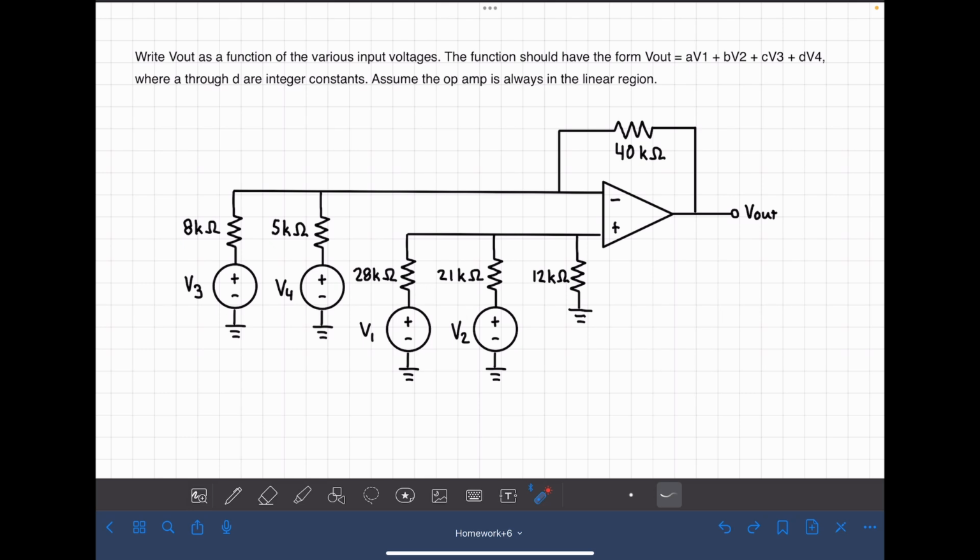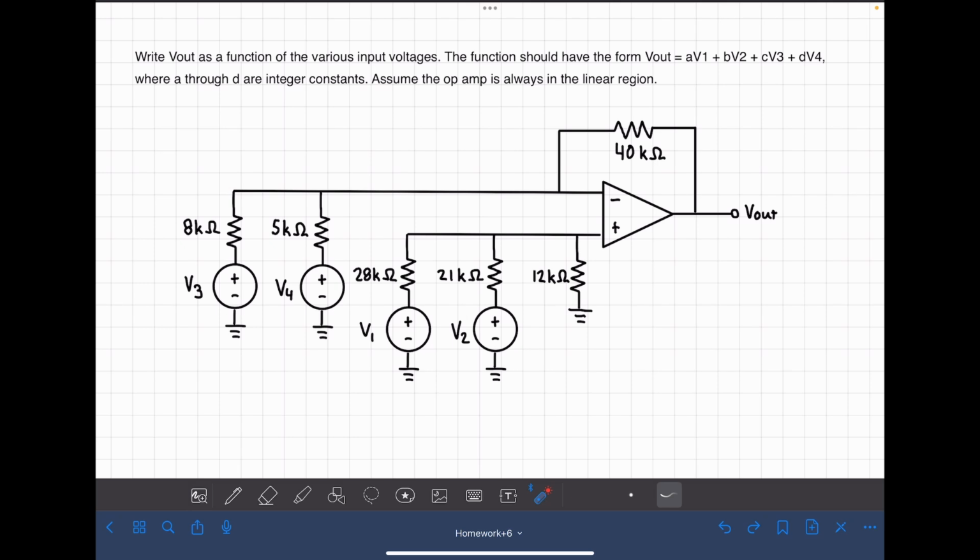So this is a sum and difference amplifier right here. You see we have some inputs going into the non-inverting input for the op-amp, and these two over here are going into our inverting input. So just intuitively we can tell that the gain constants for V1 and V2, this A and B, are going to be positive. They're going to be added to the total. And the gain constants for V3 and V4 are going to be negative since they're on the other side.